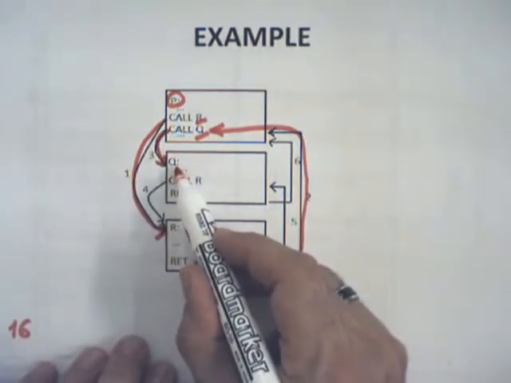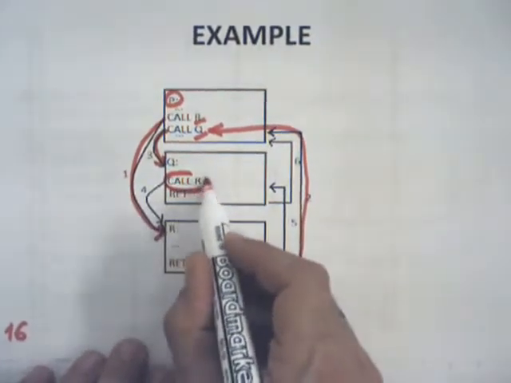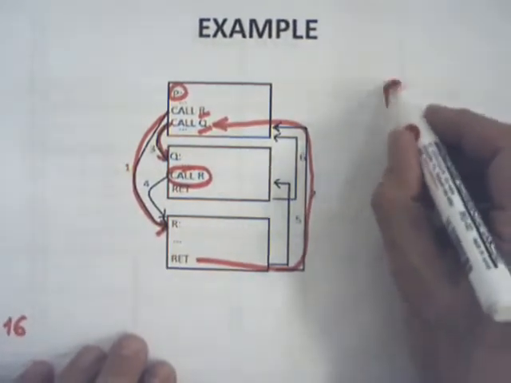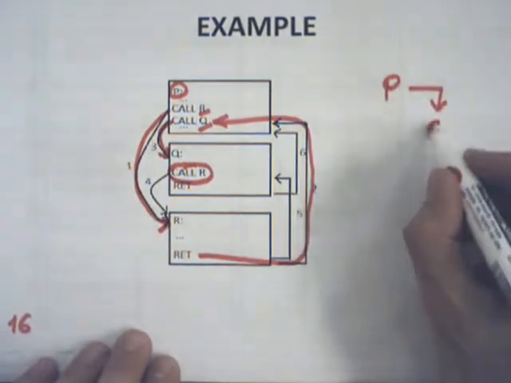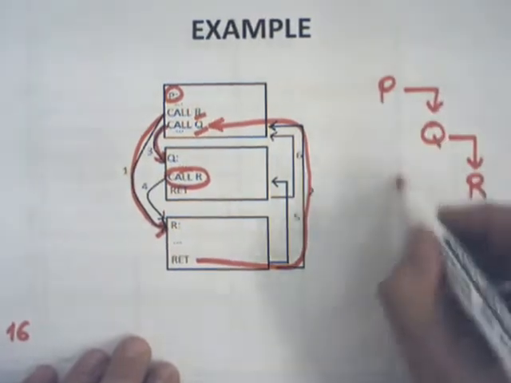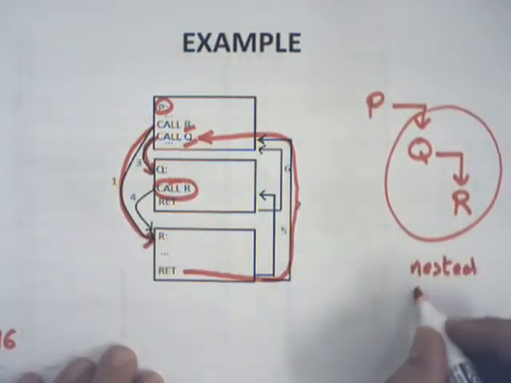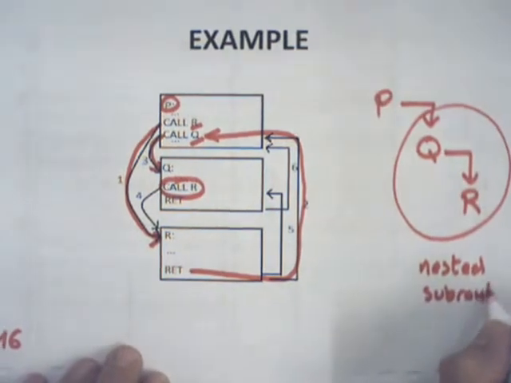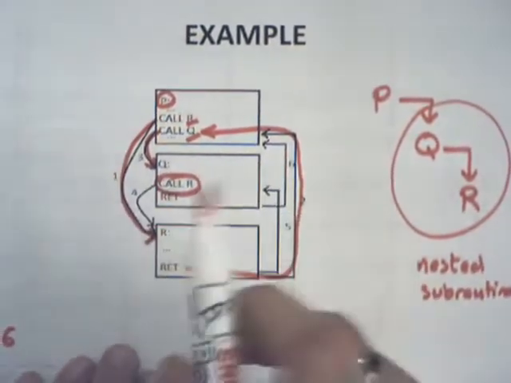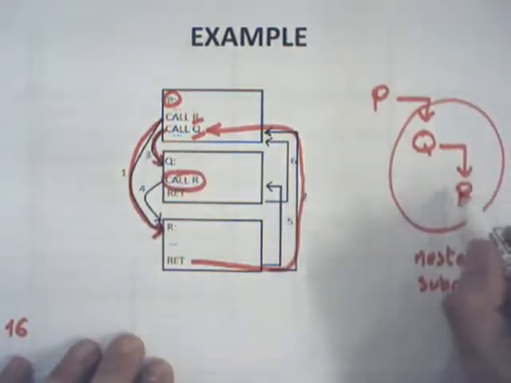While executing the instructions in Q, there is a call R. So from P to Q, we have R. So this is a nested subroutine. Calling R alone is not nested because it's simply back and forth, only one loop. But in nesting, we have two loops.